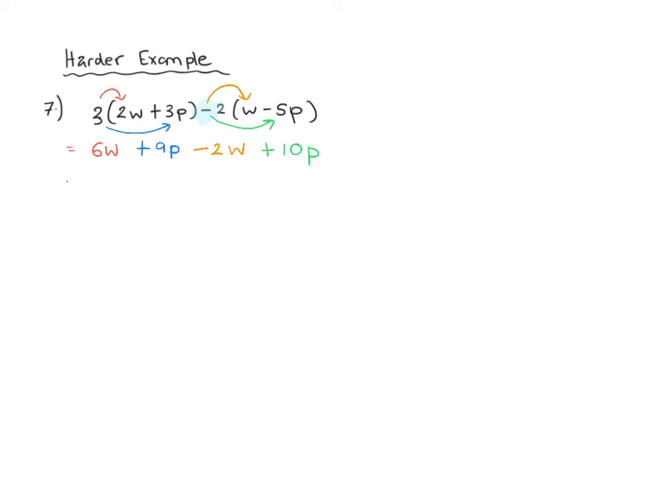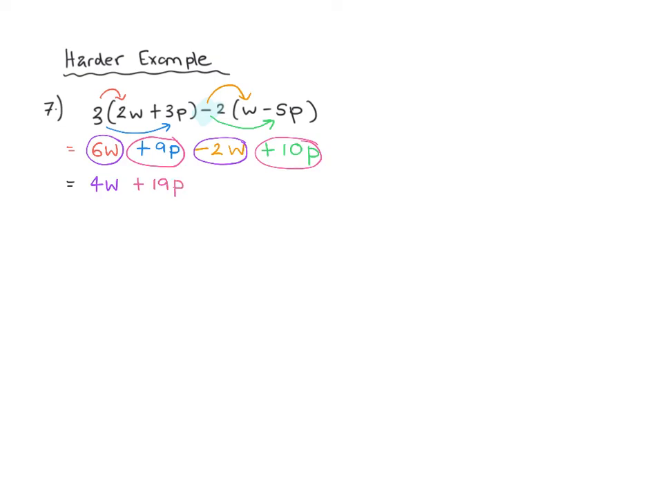Now, I then need to collect any like terms that we can find. So let's see what we can locate. We have a 6w minus a 2w. That straight away gives me a 4w. And then after that, I have, next of all, a 9p and a positive 10p together, which combine to give me 19p.